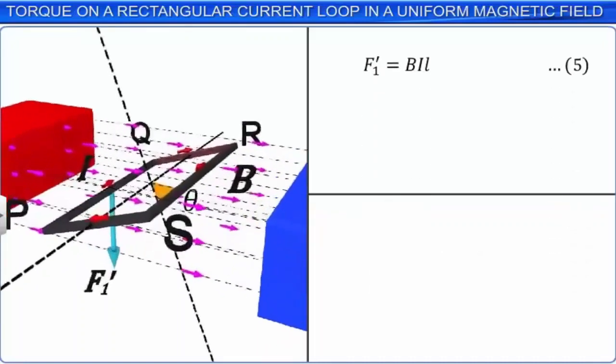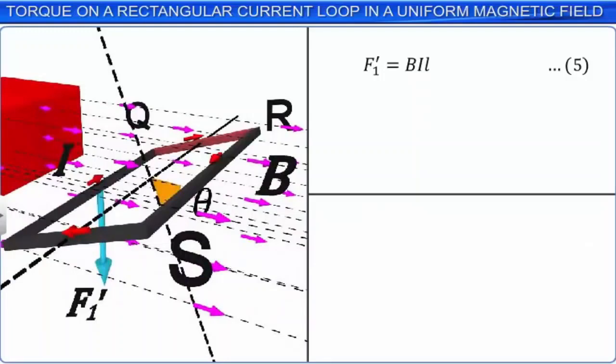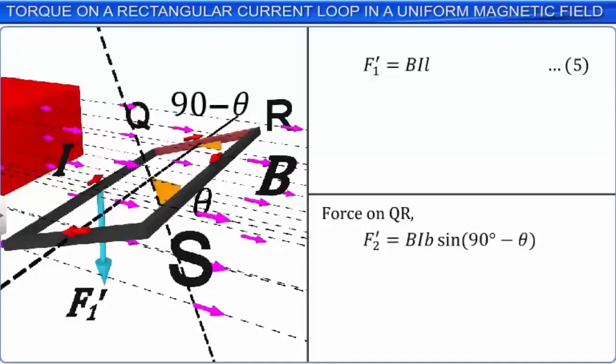In the case of arm QR, the length of the arm QR is not perpendicular to the direction of the magnetic field. Area vector makes an angle theta with the magnetic field. Hence, the angle between the magnetic field and the current through QR is 90 minus theta. Then, the force on QR, part of the loop due to the magnetic field, is F2' = BIb sin(90 - theta), which is equal to BIb cos theta. Let this be equation 6.